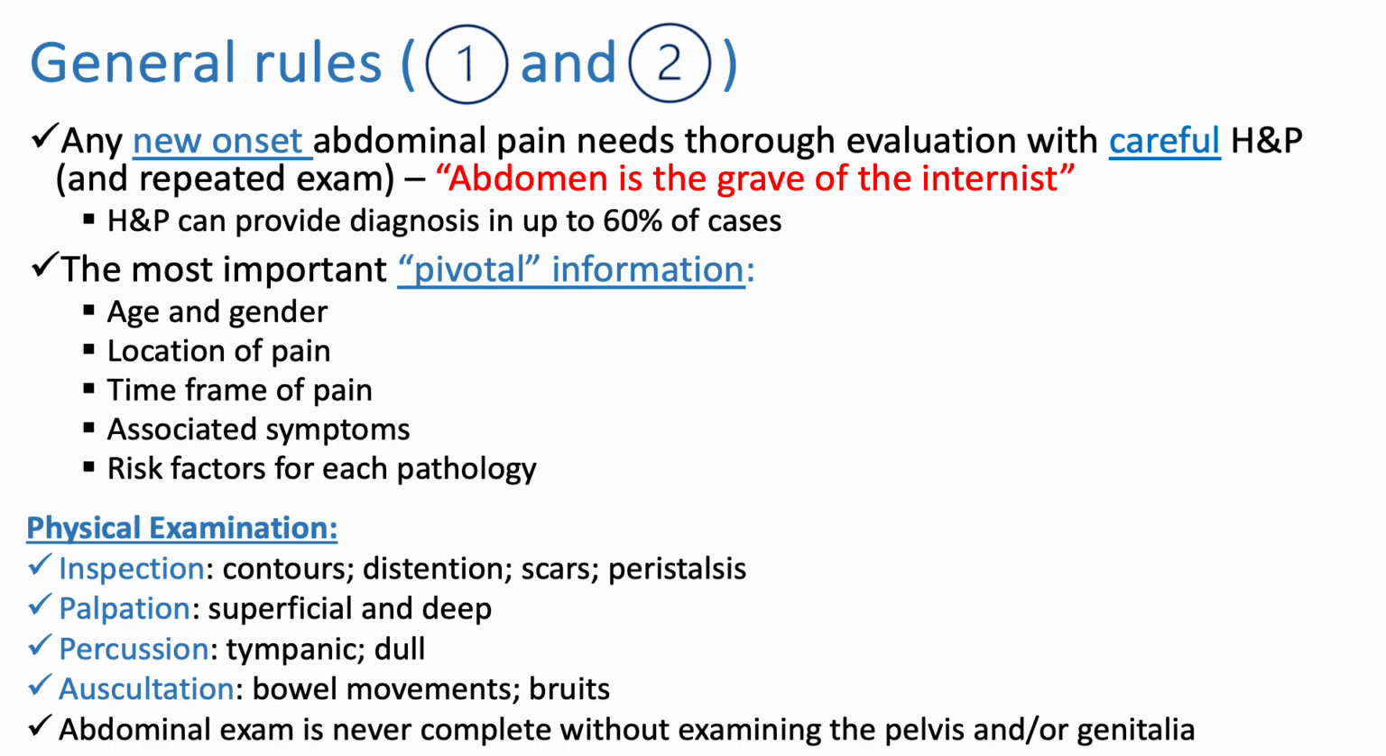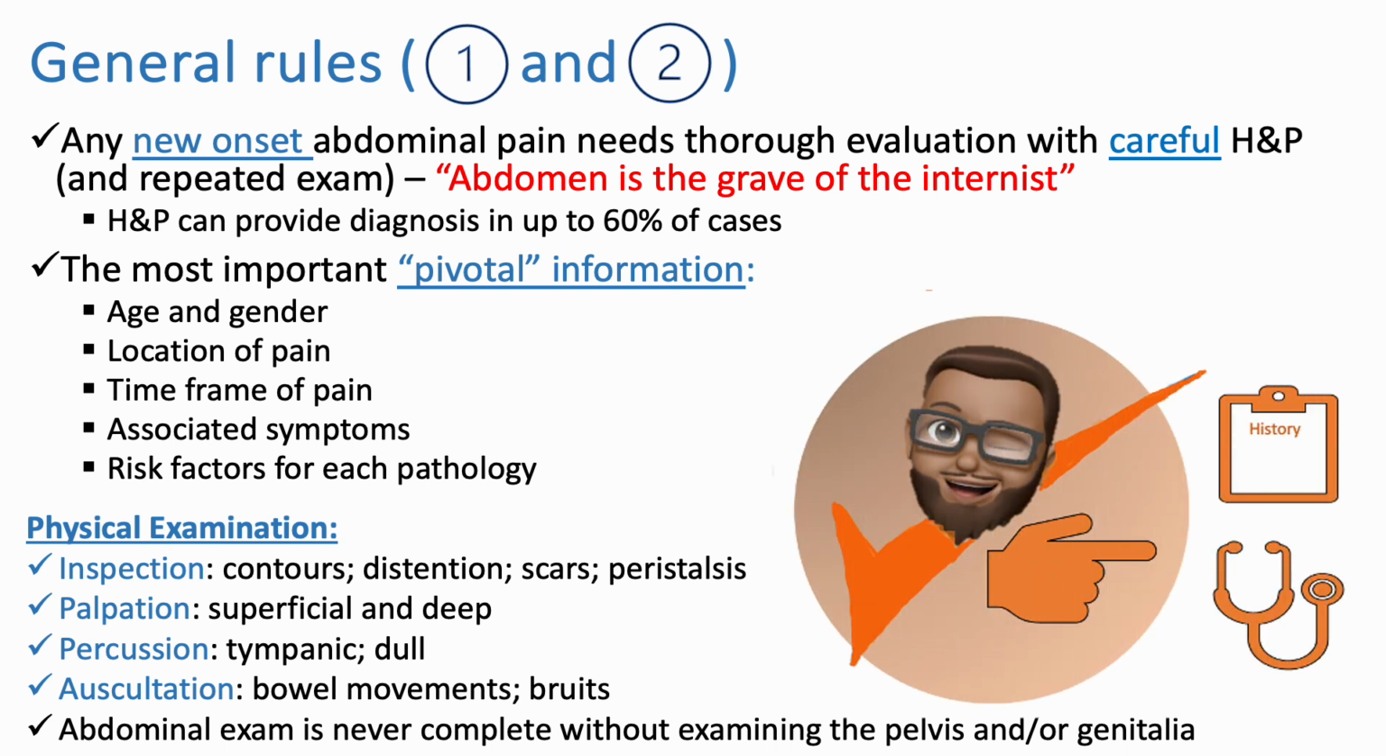And at the end, never forget to examine the pelvis and the genitalia. Abdominal examination is never complete without examining the pelvis and or the genitalia. So that's really key. And as I said, I'm not going into details about abdominal examination here. I'm going to have a separate video about evidence-based abdominal examination and different ways that different physicians do their abdominal exam. So stay tuned for that.